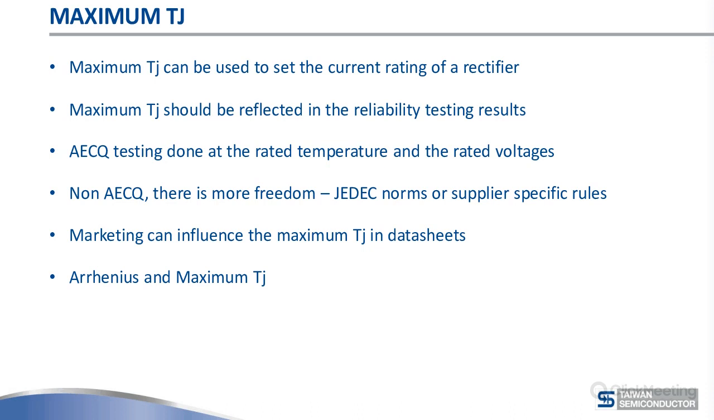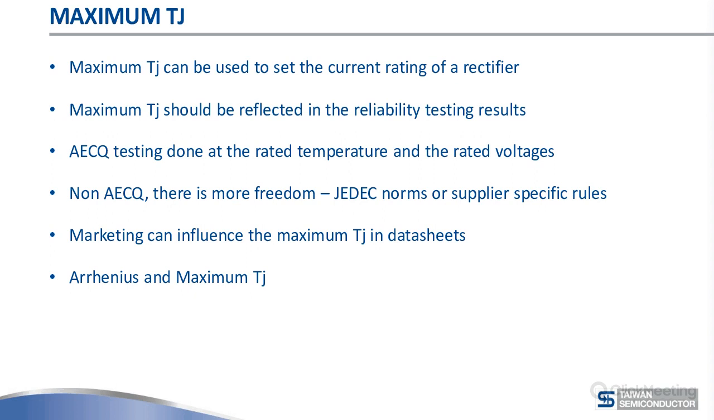JEDEC for normal commercial parts may have some leniency there, like testing at 80% of the breakdown voltage. But there are actually no rules. So company X can determine how they do the reliability testing by themselves, differently from JEDEC or AEC, to produce their own quality systems and their own maximum TJ. So marketing can actually influence the maximum TJ in the data sheets. There is no rule that counts.